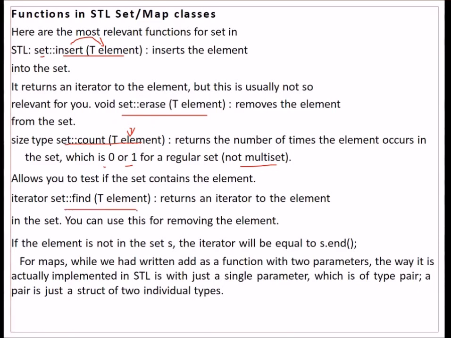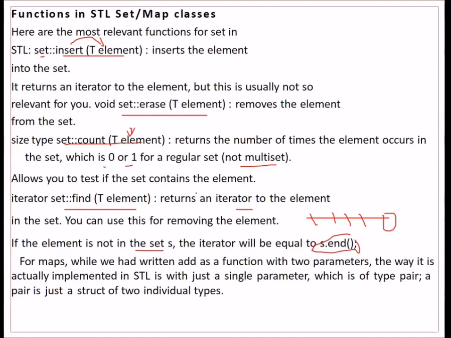That is, set find. It returns an iterator to the element in the set, and you can use this for removing the element. But if the element is not in the set S, the iterator will be equal to S end. Hope you can understand this, because if it is not there, this is a set with various elements. If you do not find an element, the iterator reaches the end point.